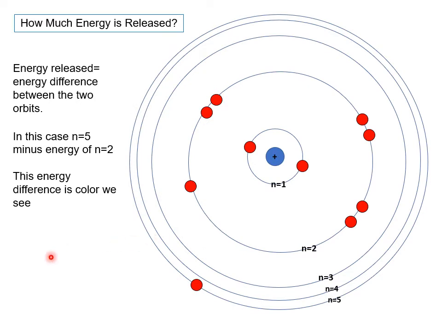So how much energy is actually released? The energy that's released as it goes from excited state back to the ground state is the energy difference between the two orbits. So in the case we looked at, the electron went from n equals 2 to n equals 5. The energy difference is whatever the difference is in energy between 5 and 2. That energy difference is the color that we see. So this released energy, and as it came back down, it showed a color that we would see.